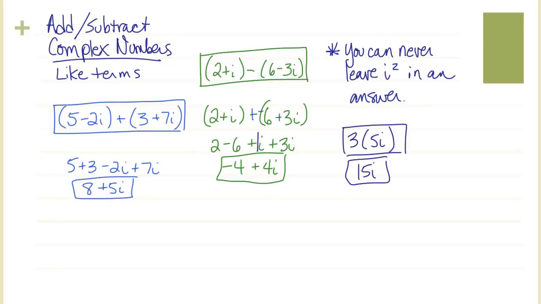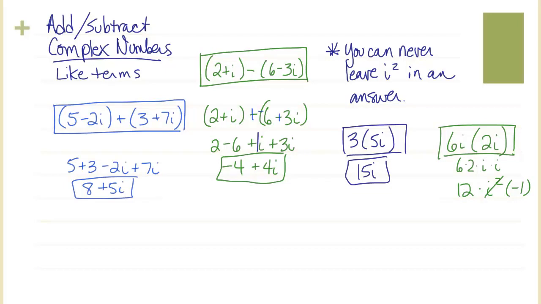3 times 5 is 15. The i just comes along. There's nothing to times the i with. But if I have, say, 6i times 2i, well, now I've got 6 times 2 and I've got i times i, right? I've got 12 times i squared. Well, what's i squared? i squared is just negative 1. So anytime you have an i squared, you're going to replace it with negative 1. So my answer is negative 12.